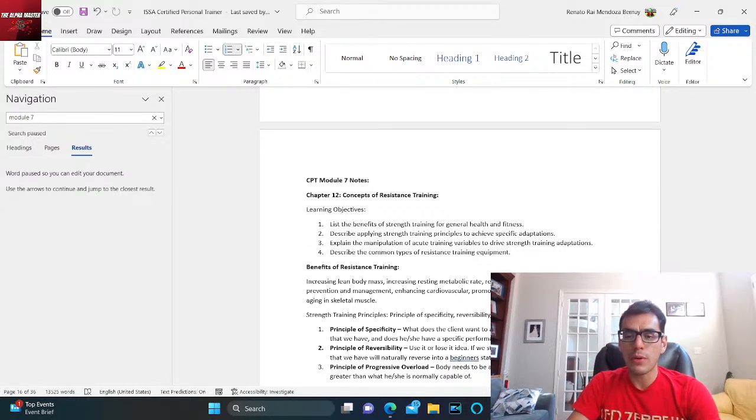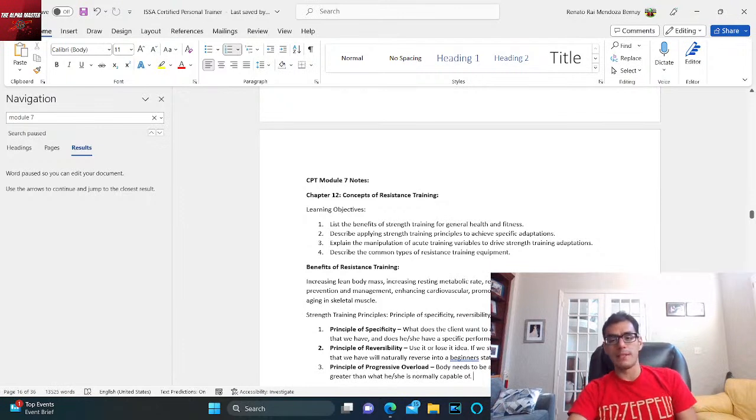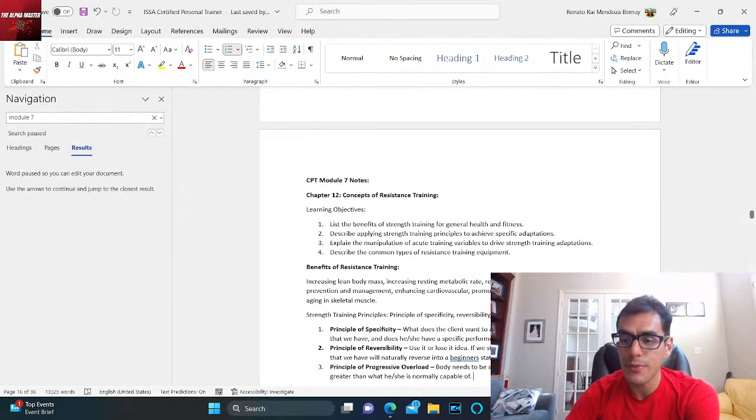The principle of progressive overload is that the body needs to be able to overcome some stress that is greater than what he or she is normally capable of.